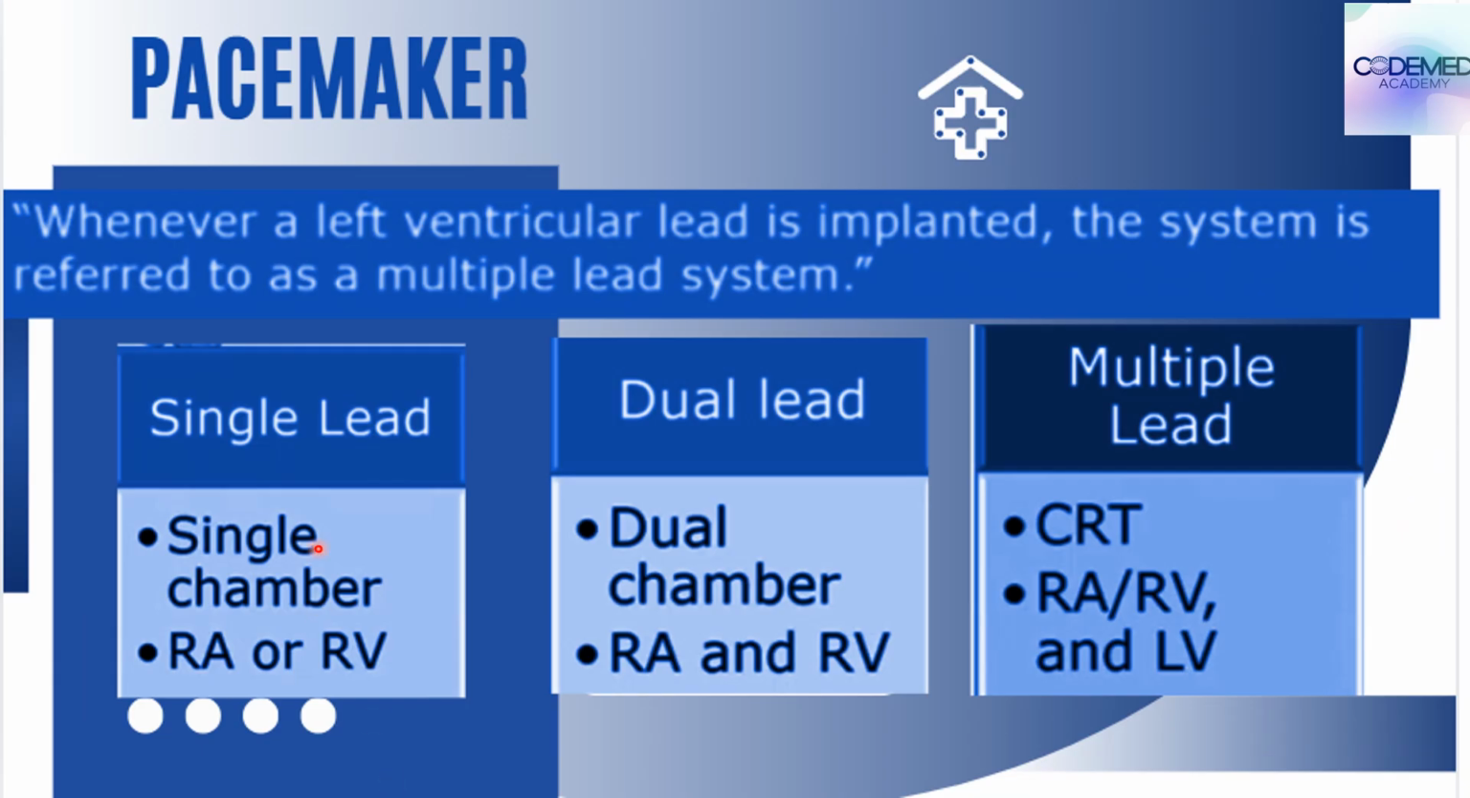Now, the pacemaker has a single lead, dual leads or multiple leads. Single lead is whenever the lead is inserted either in the right atrium or into the right ventricle. Dual leads means it has two leads or two wires, one in the right atrium and one in the right ventricle. And multiple leads, more commonly called biventricular, means we will have three leads: one in the right atrium, one in the right ventricle, and one in the left ventricle.